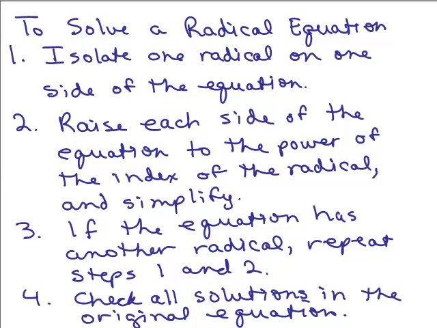All right, here's a process that makes it easy to solve a radical equation. One, you're going to isolate one radical on one side of the equation. Two, you're going to raise each side of the equation to the power of the index of the radical and simplify. So if it's a square root, you'll square it. If it's a cube root, you'll cube it. If it's a fourth root, you'll raise it to the fourth power, etc. Three, if the equation has another radical, you have to go back to steps 1 and 2 again until you don't have any radicals. And then you'll solve, and lastly, you'll check all solutions in the original equation.